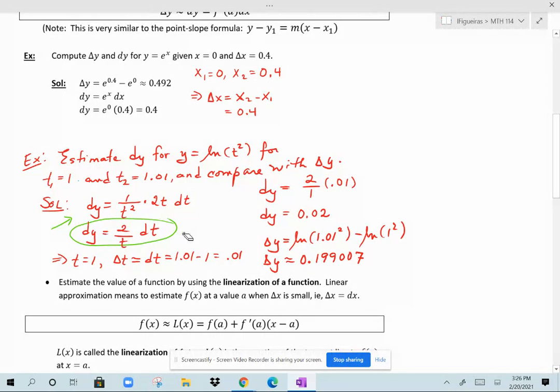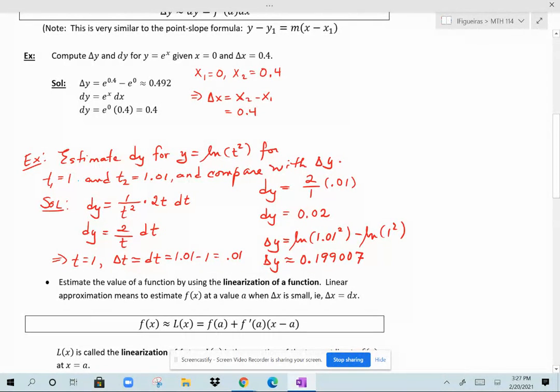Now my original t value is 1, so that's what I'm going to plug in. And my delta t, which is about dt, is the difference between these two t values, which is a value of 0.01. So we plug in 0.01 for dt, and we plug in 1 for t, which is exactly what you see here. We just make our substitutions there. And that tells me that dy is 0.02. And remember, dy is an approximation of delta y.